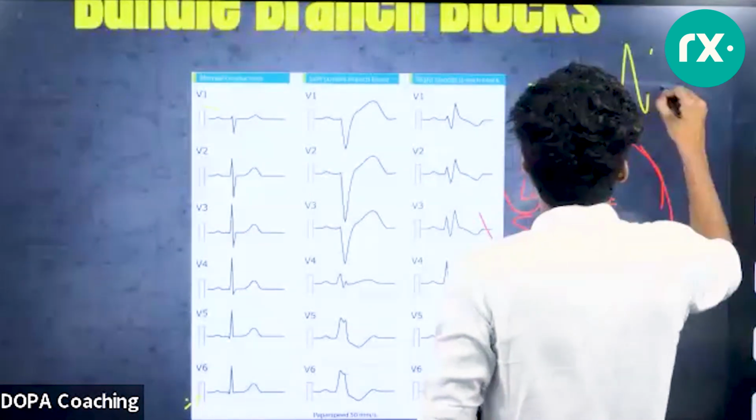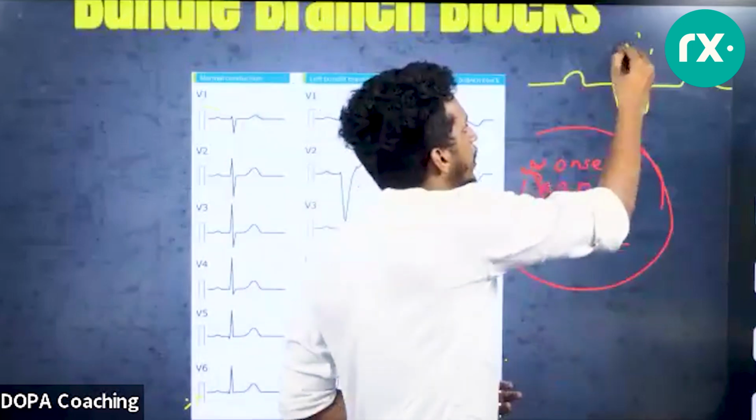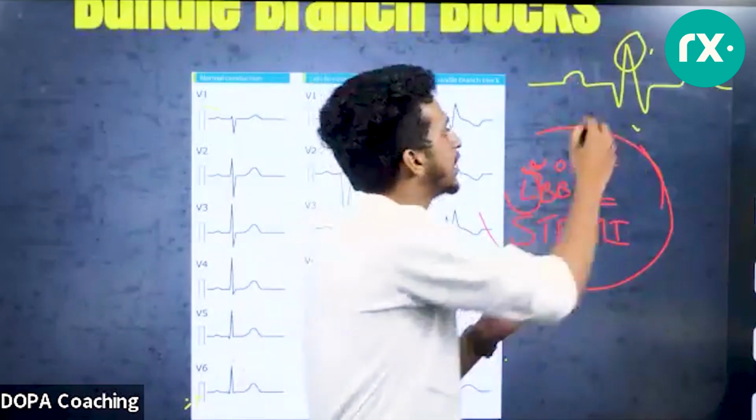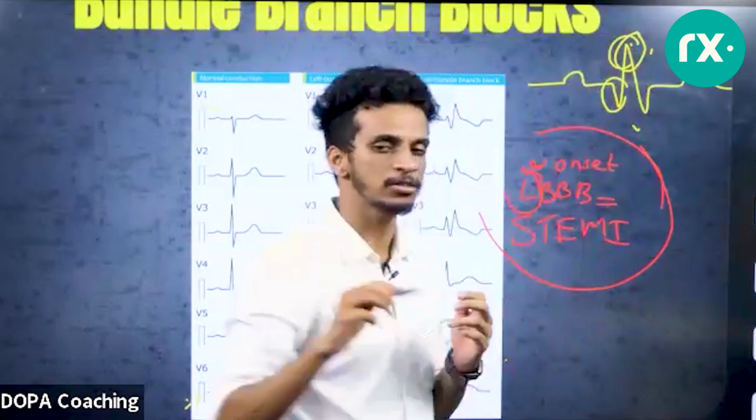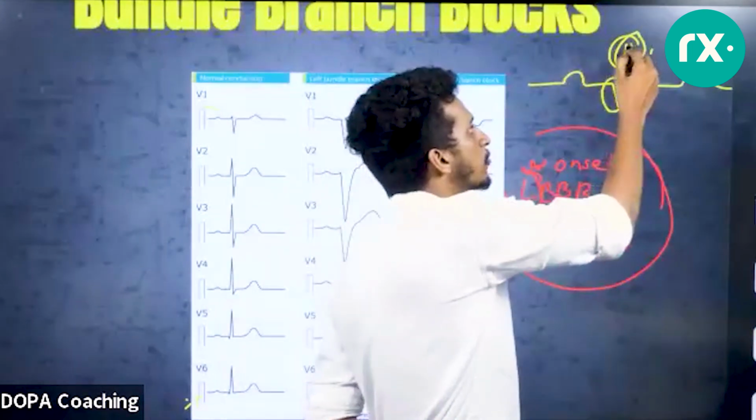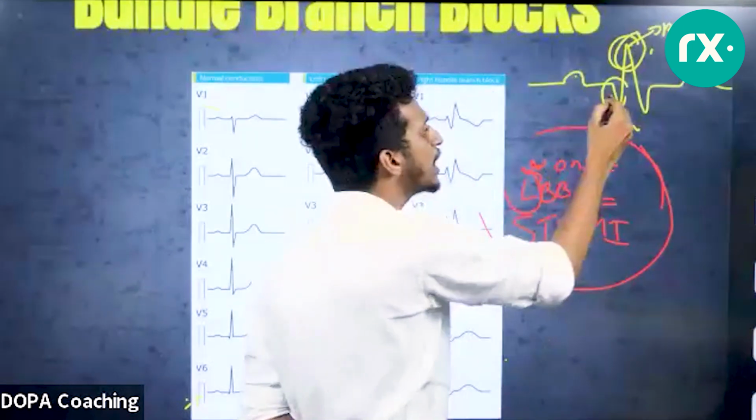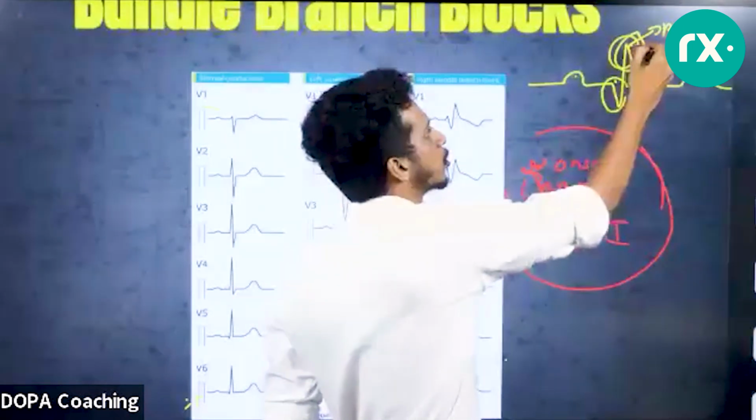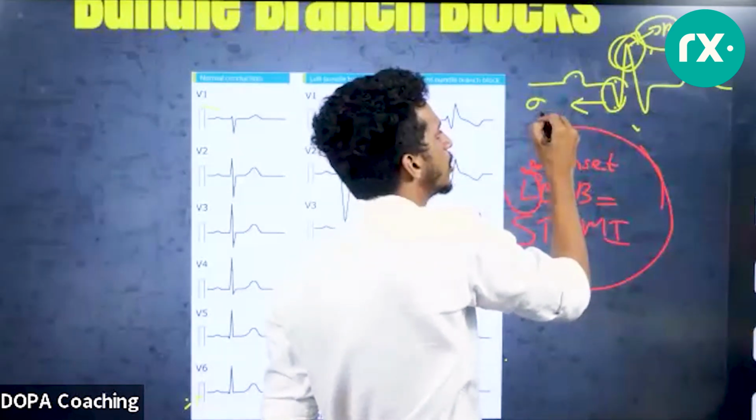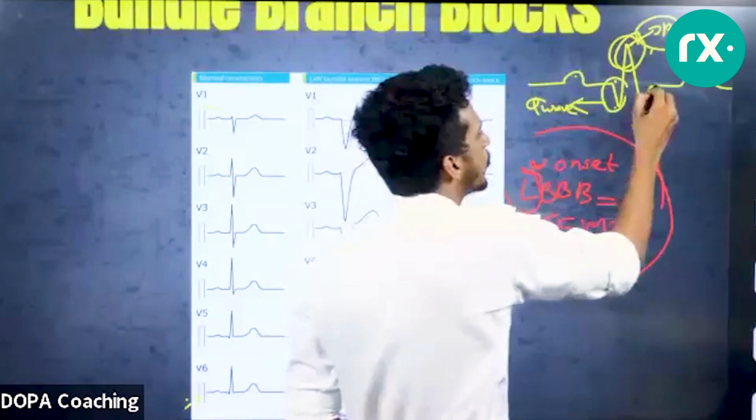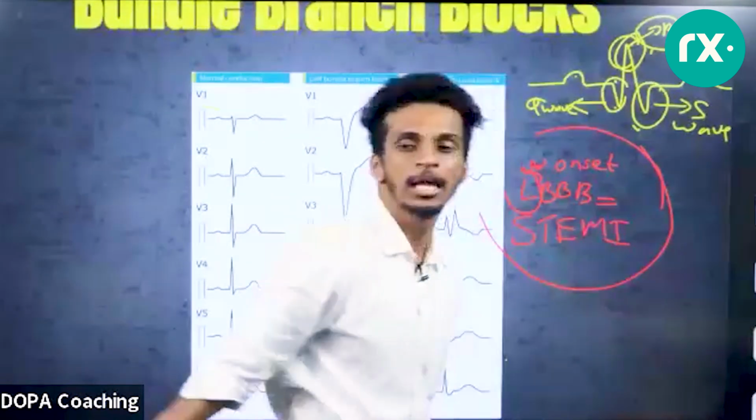Every time you are not going to see this. Okay, first positive deflection after the P wave is called an R wave. So this is an R wave. A negative deflection before the positive deflection is called the Q wave. And a negative deflection after the positive deflection is called S wave. That's how we name the different waves in ECG.